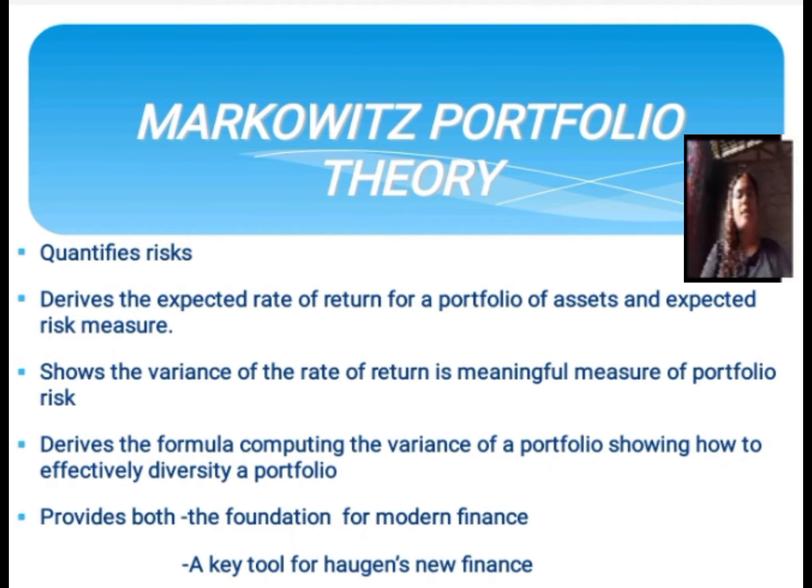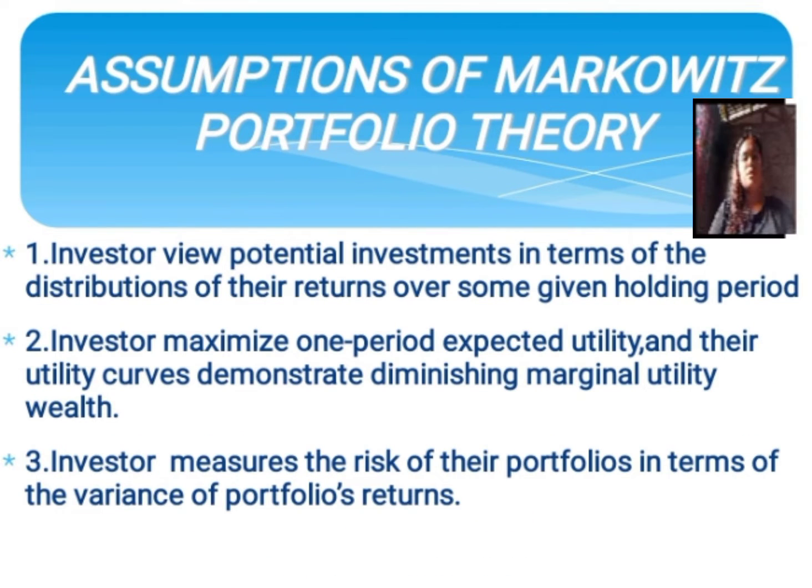So there are 5 assumptions of Markowitz portfolio theory. First, investors view potential investments in terms of the distributions of their returns over some given holding period. Number 2. Investors maximize one period expected utility and their utility curves demonstrate diminishing marginal utility of wealth. So, meaning investors like higher returns but they are risk averse in seeking those returns.